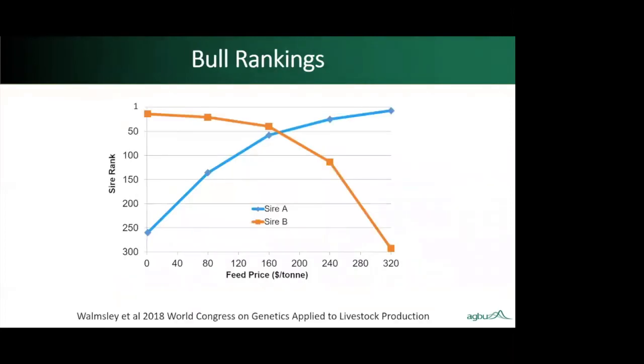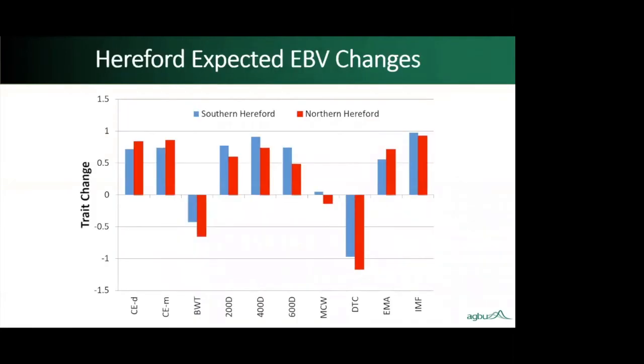At a practical level, this means that the rankings of sires are sensitive to the supplementary feed price within a production system. The graphic I'm showing you here demonstrates how the rankings of two sires change as we increase feed price from $0 per tonne up to $320 per tonne. The Australian Hereford Association has been able to use these changes in BreedObject to develop selection indexes where they get good changes in growth traits, negligible change in mature cow weight, while still getting good changes in other production traits such as calving ease, fertility and carcass quality.